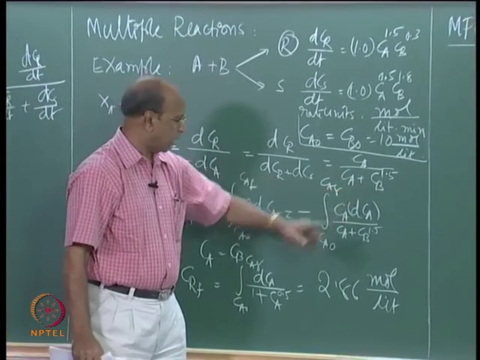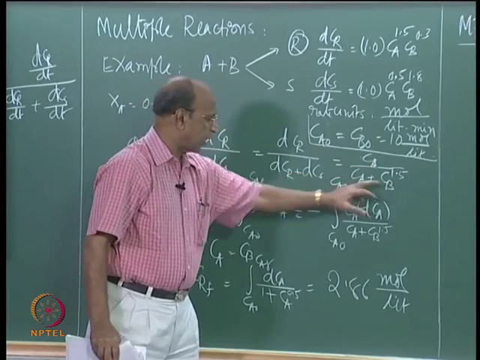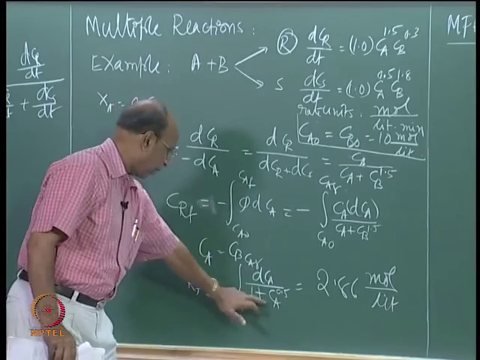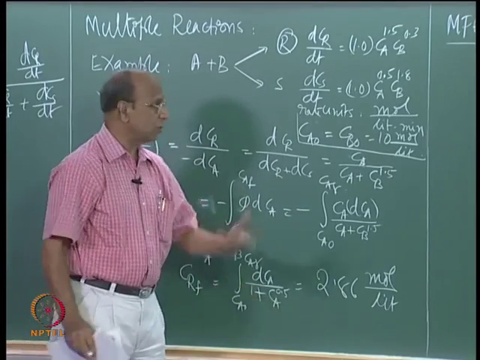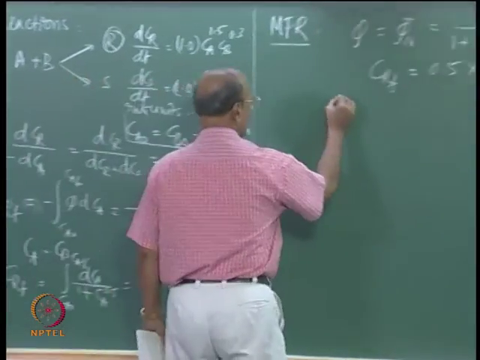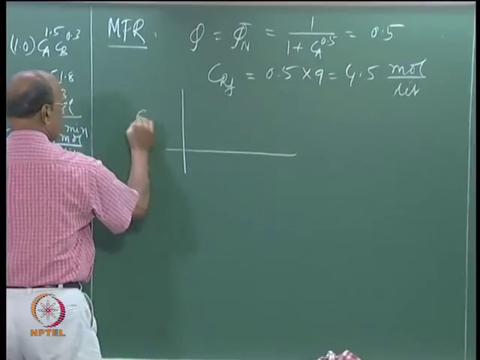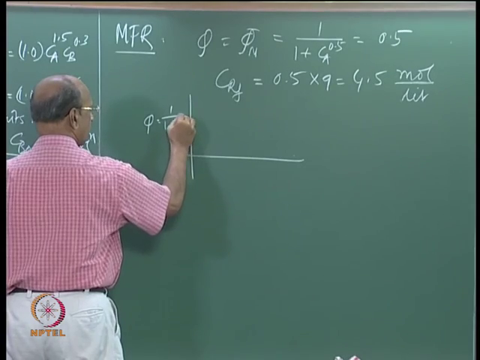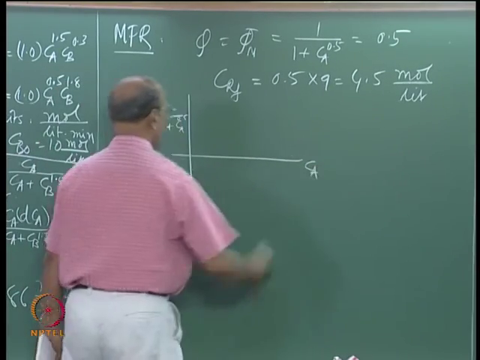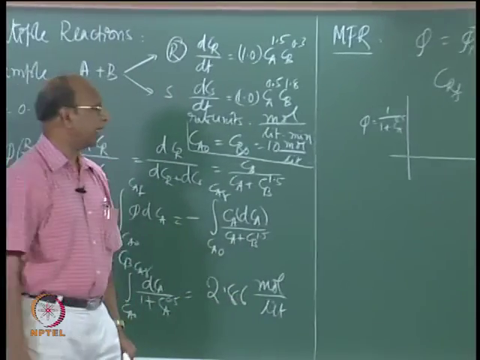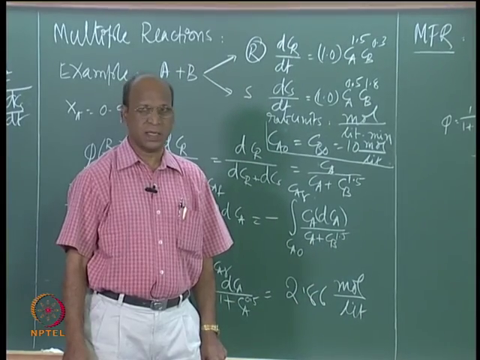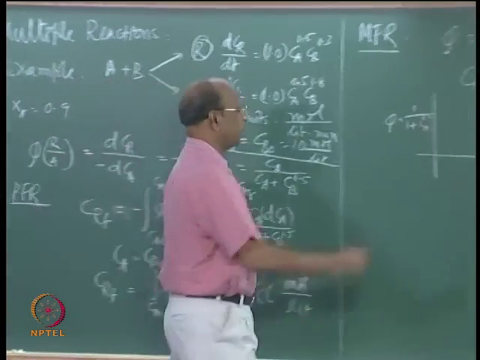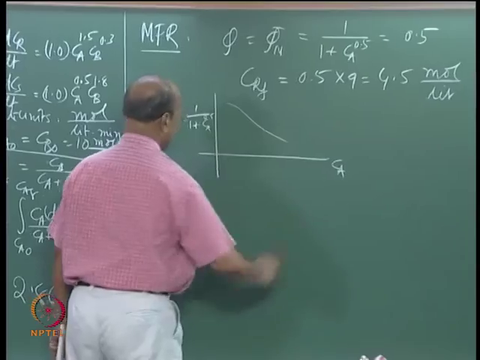So after substituting C_A equal to C_B everywhere, this will be only 1 by (1 plus C_A to the power of 0.5). That you plot graphically: phi equal to 1 by (1 plus C_A to the power of 0.5) versus C_A. How do I get this? Increasing or decreasing? Very good, it decreases, something like this.